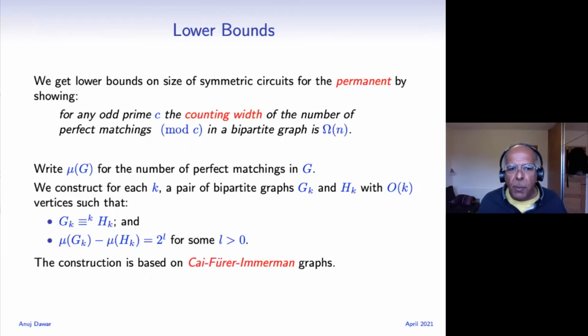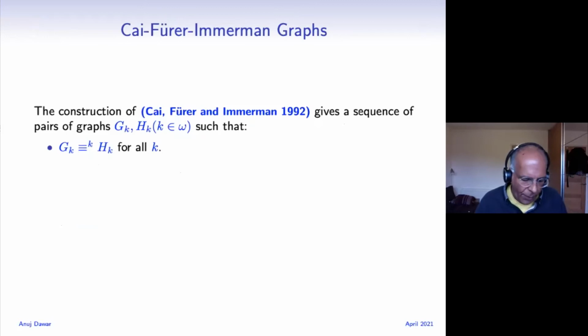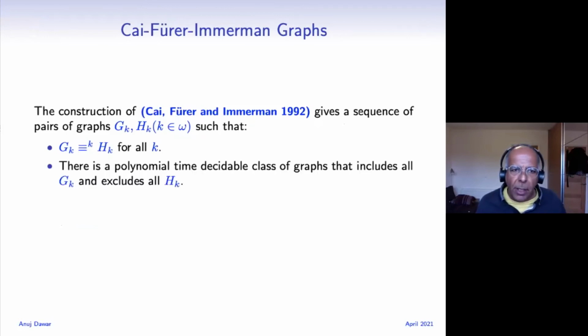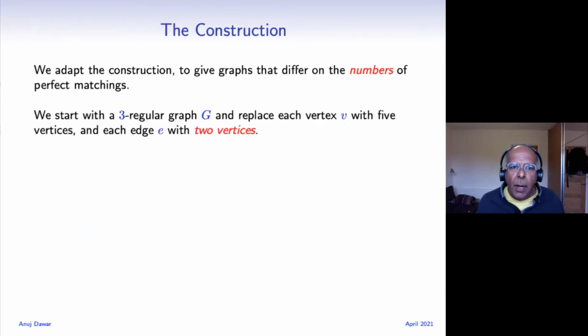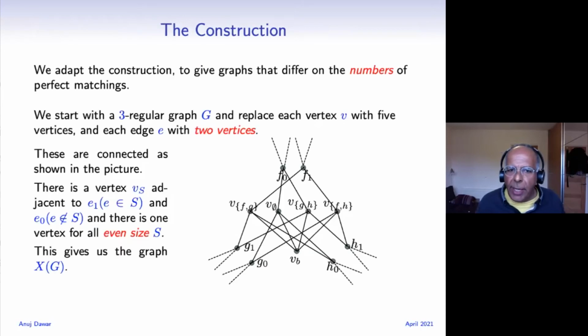The construction is based on Cai-Fürer-Immerman graphs. I'm keeping an eye on the time. I will skip the details of the graph construction because I'm not sure it is that instructive. If you've seen the Cai-Fürer-Immerman graphs before, it's a similar idea. The main technical difficulty is we adapt the construction a little bit.